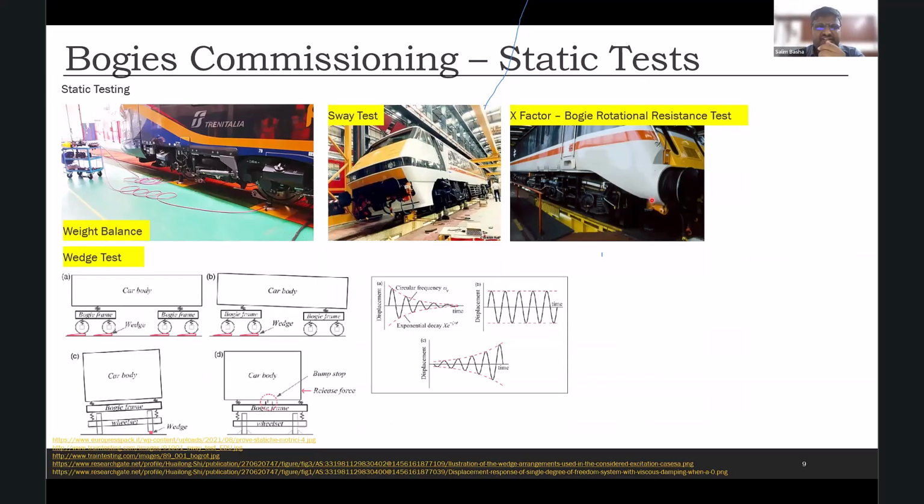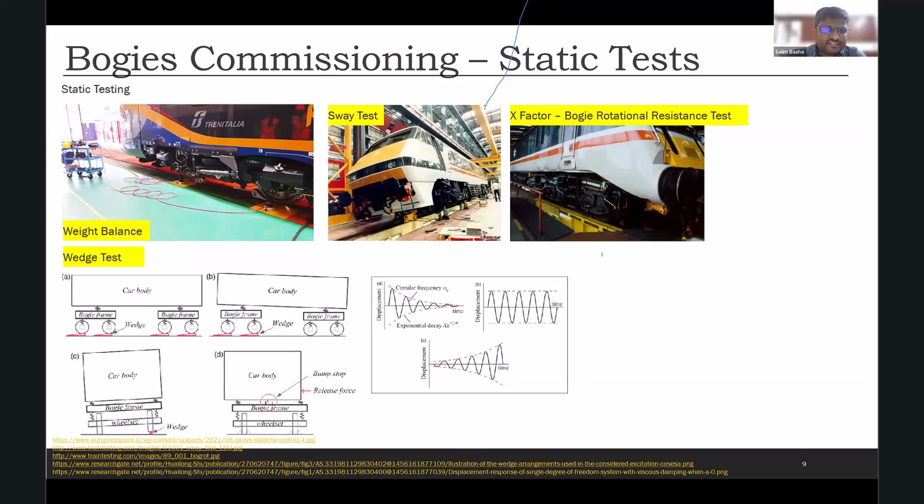So in the commissioning test, there are two sets of tests. One is the static test, and one is the on-track test, or the dynamic test. So before going into the dynamic test, once we make the train, we run the static test. So what do we check in the static test before taking it onto the track?